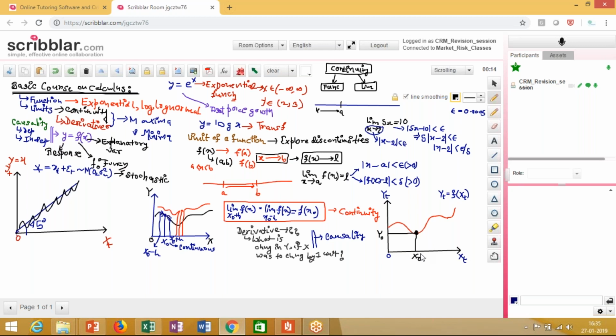Now if I ask you what is the derivative of y at x equal to x0, it means that if I increase x by 1 unit, what would be the marginal impact on y? Everything else remaining unchanged, only x changes from x0 to x0 plus delta, then what would be the marginal impact on y? This marginal impact is nothing but the causality between variables.